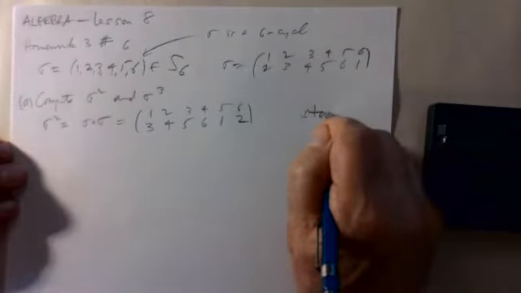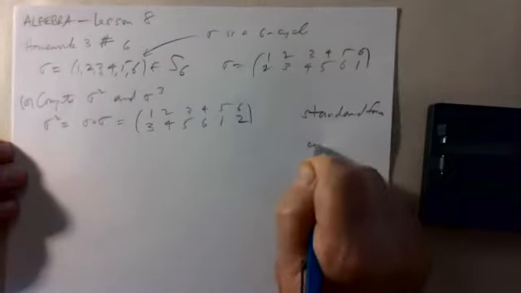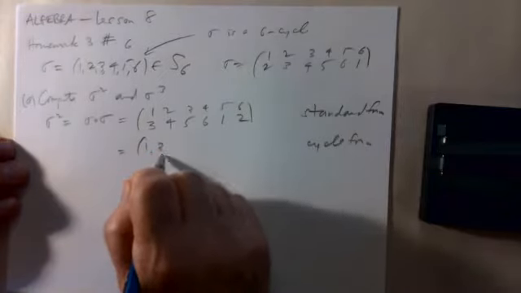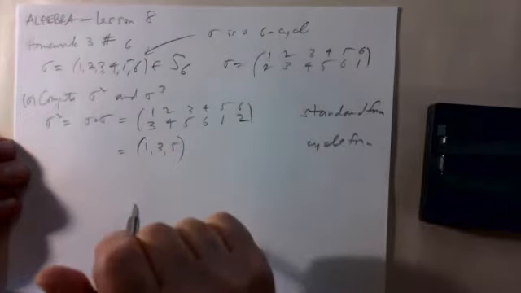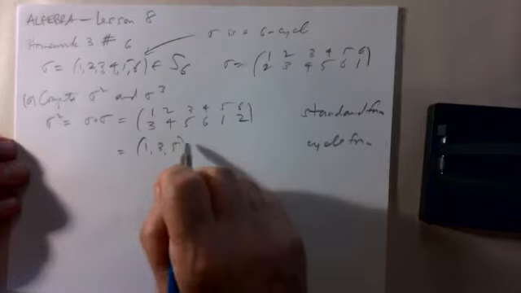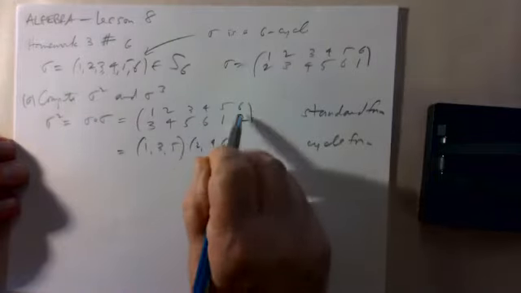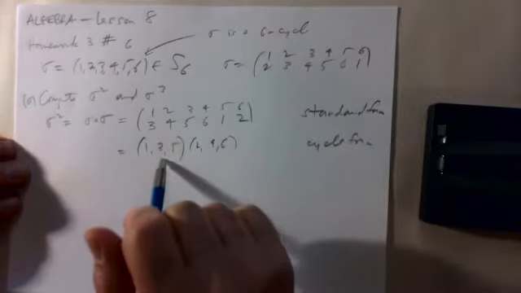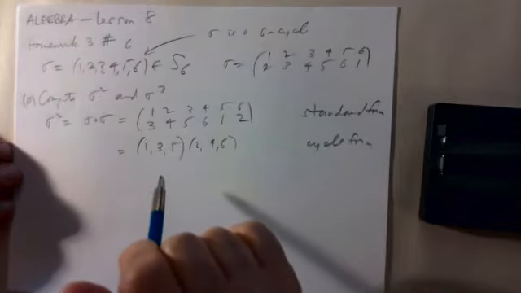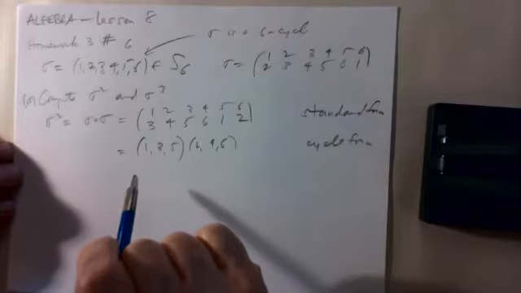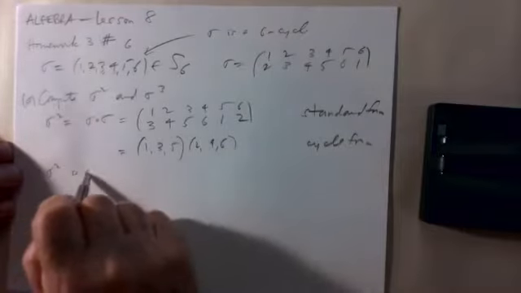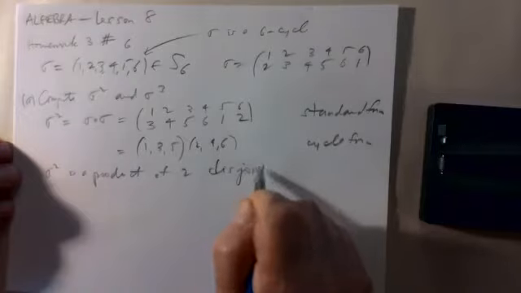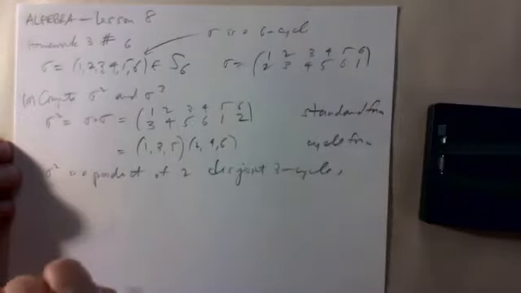So this is the standard form. And suppose we want to write it in cycle form. So 1 goes to 3, 3 goes to 5, 5 goes back to 1. That's a 3 cycle. Let's see, 2 hasn't been used here. 2 goes to 4, 4 goes to 6, 6 goes back to 2. So sigma squared is a product of 2 disjoint 3 cycles.